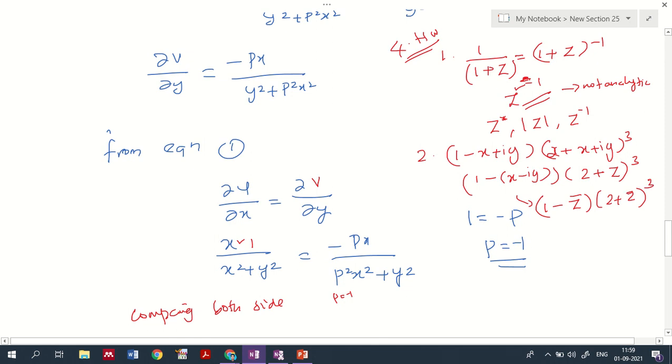Okay. And we said that whenever you have a value that is associated with the complex conjugate, this will not be analytic. This is also a not analytic case. Okay, so that was your question regarding that.